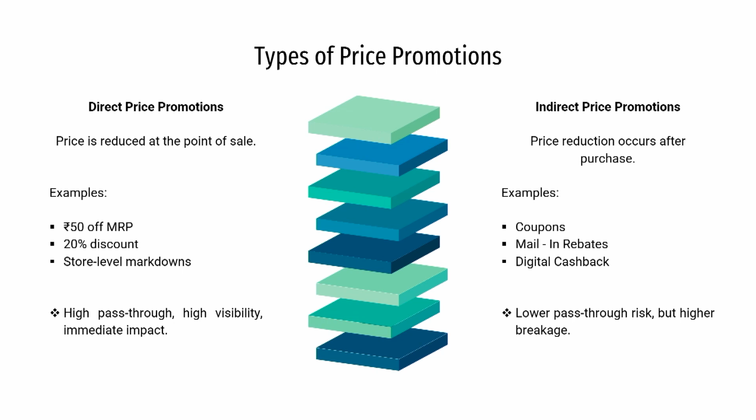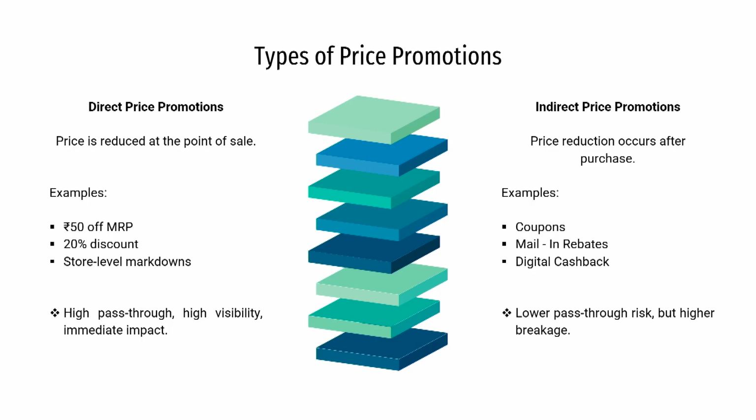Examples of this form of direct promotions can be rupees 50 off on MRP, or a 20% discount that you can see, let us say, in departmental stores. You can also see it in various malls. Then there can be store level markdowns.